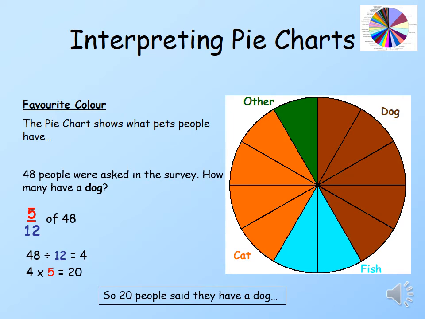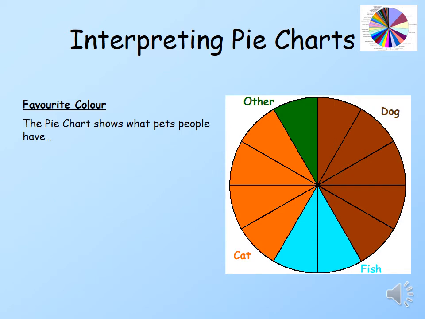Okay. Here's another example. So 20 people have a cat. Again, we look at the information carefully. So if 20 people have a cat, each of those sections must be... sorry, 1, 2, I've made a mistake there. 1, 2, 3, 4, 4 sections, so each one must be 5.